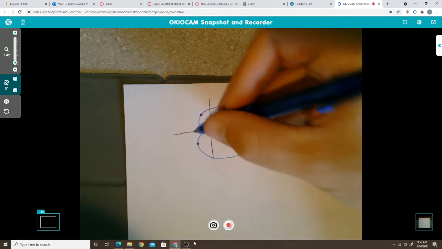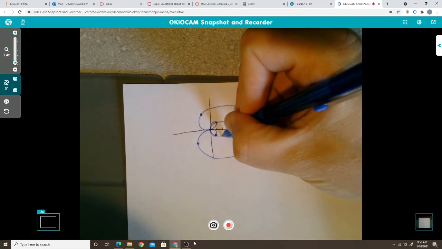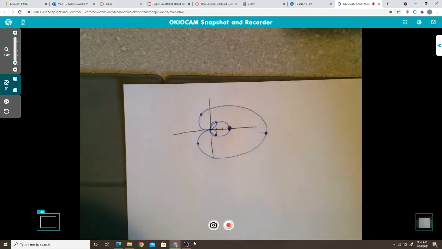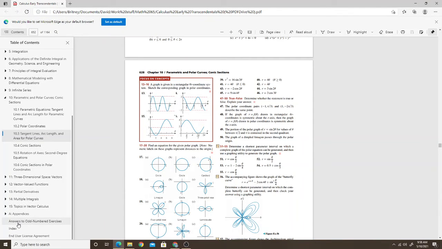And then the r values would be positive, but I don't know if it does this before it starts to cycle back around. I don't know. This is a crazy looking thing. Let's see. What did the answers say?